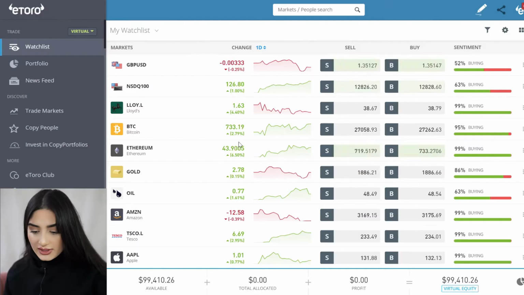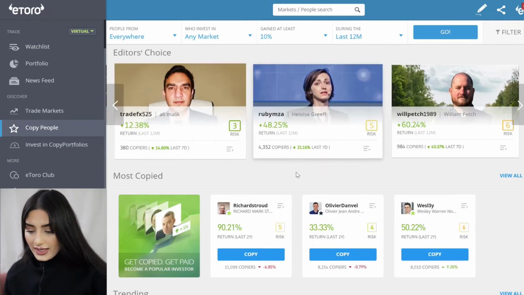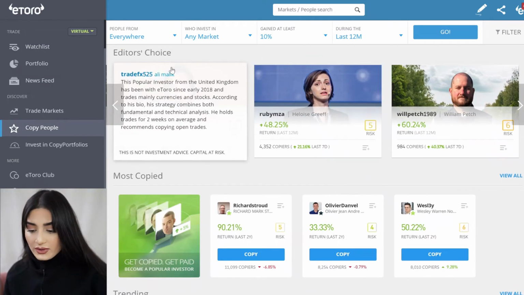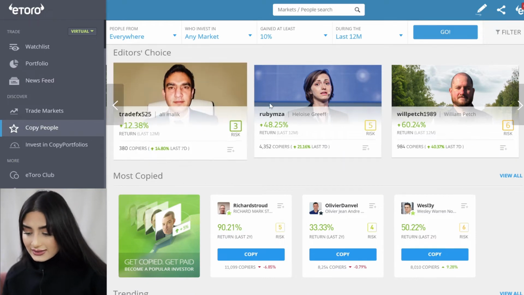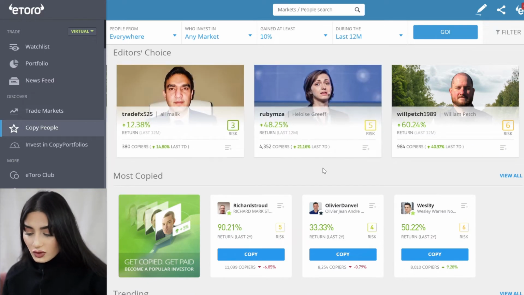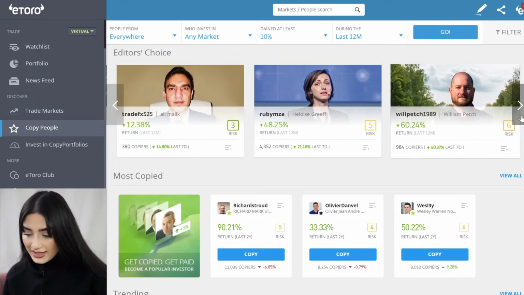So guys, just to get an idea of what it all looks like, I'm going to open eToro and click on the copy people function. Just so you know, I'm using my virtual account to show you. So here we are, copy trader, and here at the top we see the editor's choice for eToro. These give you a risk level of each person, so you can choose a trader based on your risk appetite.